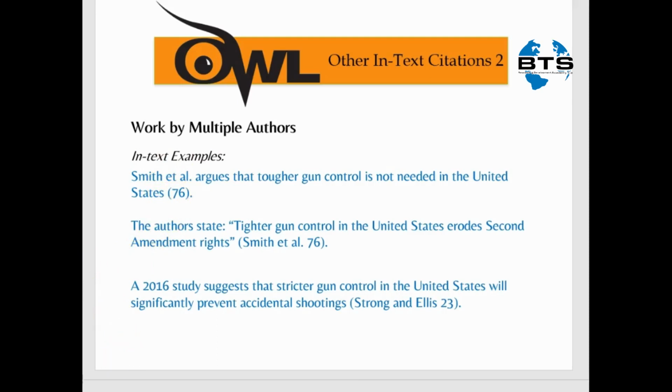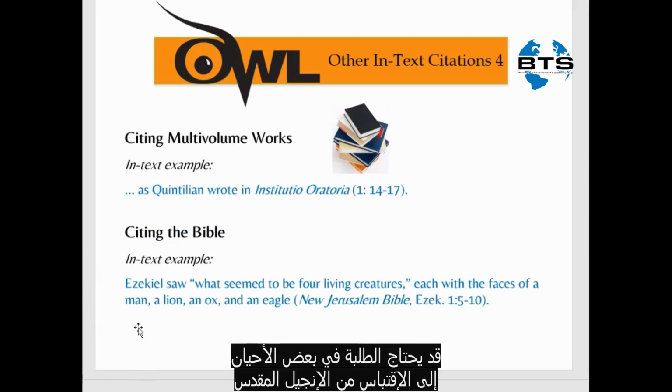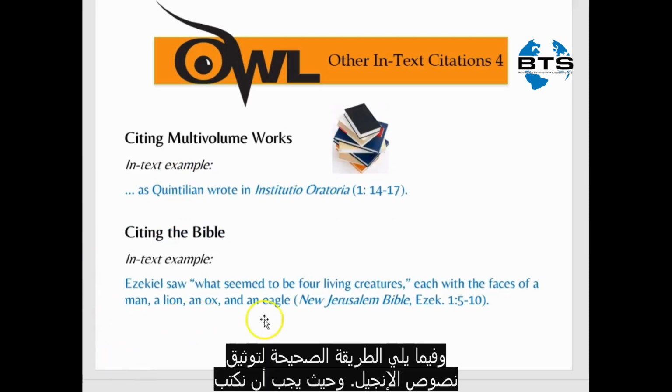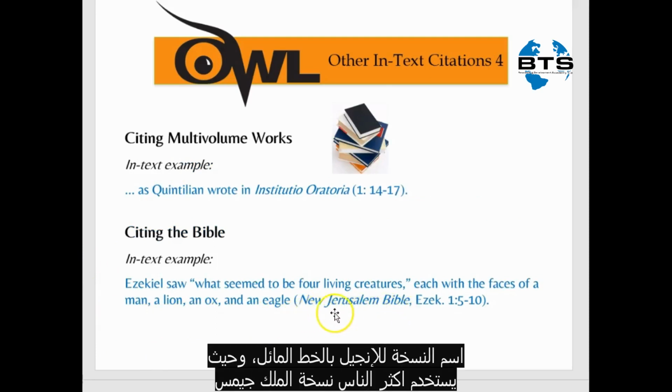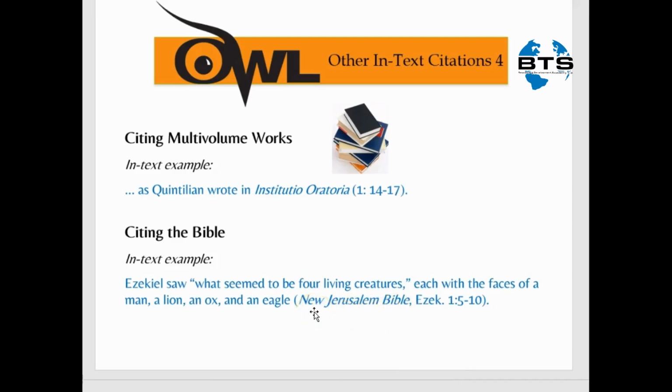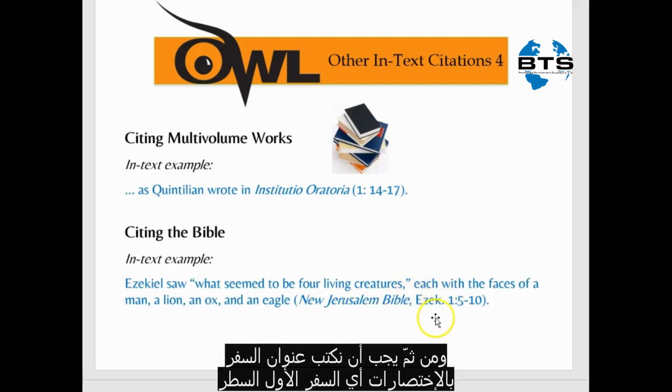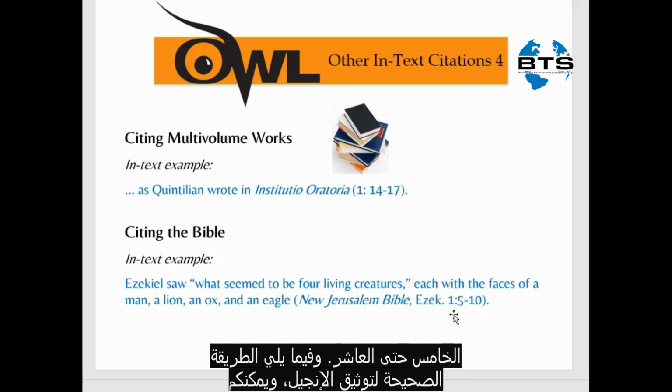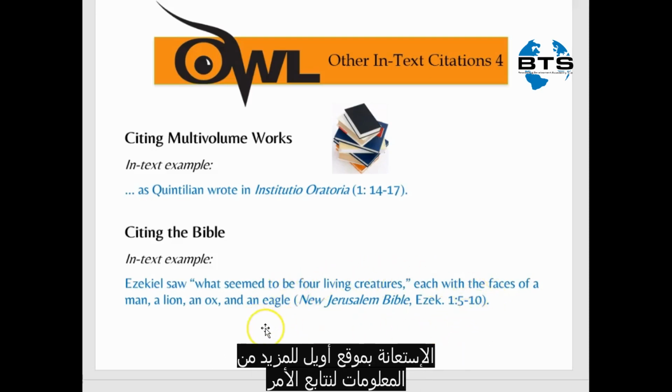Very good. Let's continue. Sometimes students want to cite the Bible. So this is how you would cite the Bible. The version of the Bible you're using, put in italics. New Jerusalem Bible. Most people use the King James version of the Bible. You'd put that there. Abbreviate the title of the book where it came from. So this would be Ezekiel 1, chapter 1, verses 5 through 10. So that's how you would do the Bible. And again, if you want more information on this, go to the OWL Purdue website.